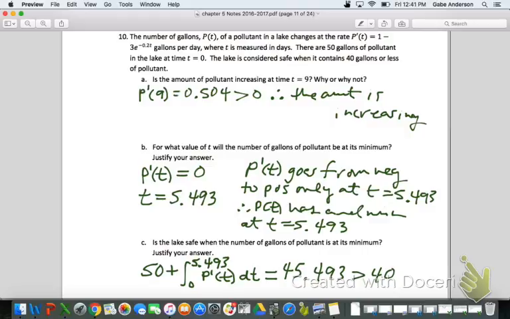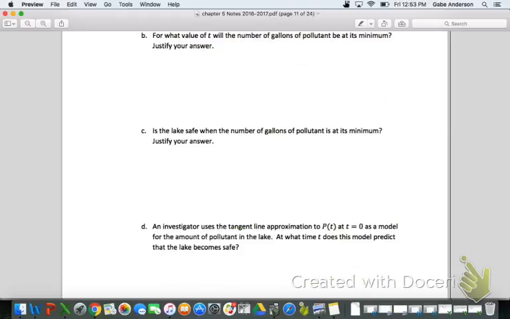When T is 0, right? Because it says, do you have your notes in front of you? I do not. Sorry, I'll get off my screen here so you can see it too. It says that the investigator uses the approximation to P of T at T equals 0. There we go. So that would be the component of our point of tangency. So that's what we're going to use. Does that make sense? Okay.